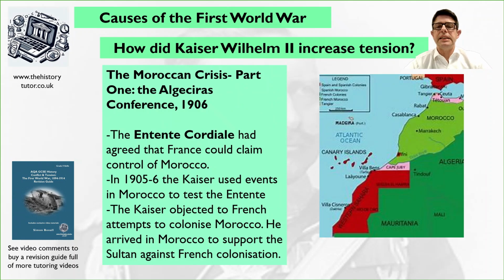So the first part of this is the Algeciras Conference in 1906. So the Entente Cordiale had just been signed, and Germany thought it'd be a useful time to test this agreement. So part of the agreement was that Britain would have control of Egypt and France would have dominance over Morocco. And the Kaiser thought, well, why should France have control of Morocco? Firstly, and secondly, this was a chance to test whether Britain and France could get on with each other in their new Entente. So the Kaiser objected to the French attempts to colonise Morocco, and he arrived in Morocco to support the Sultan against French colonisation.